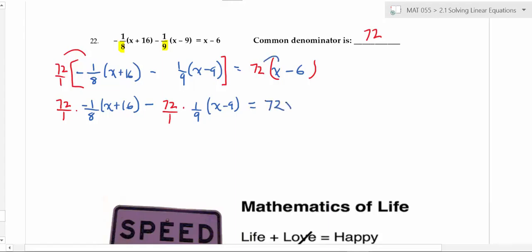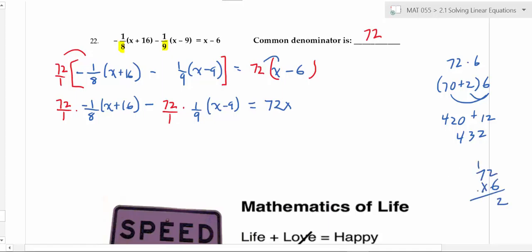So that's 72x. And then 72 times 6. You can do this way if you want to. 70 plus 2 times 6. 70 times 6 is 420. 2 times 6 is 12. So that's 432. I find a lot of times doing that's just as easy as doing this. You can also go 72 times 6. Work it out like that if you want to. It's up to you. So that's minus 432.